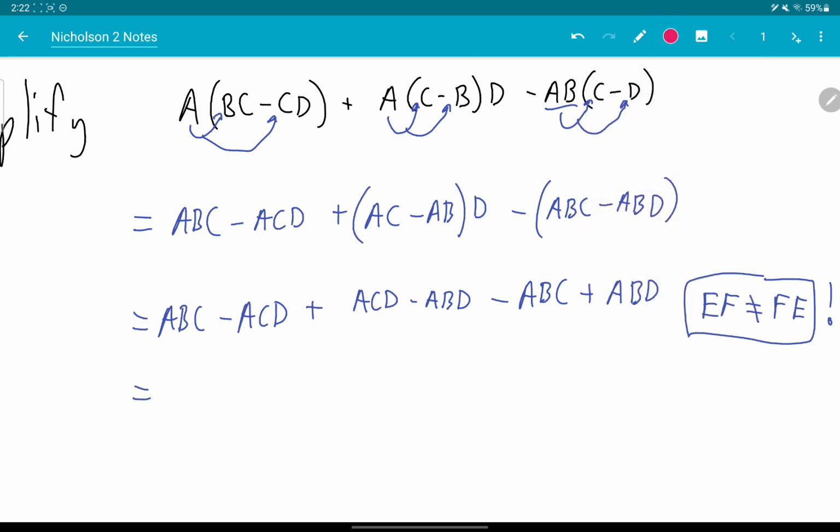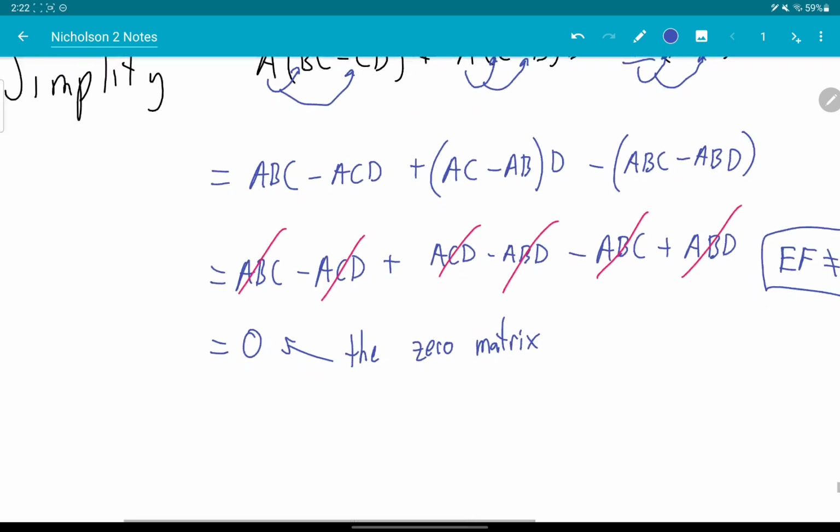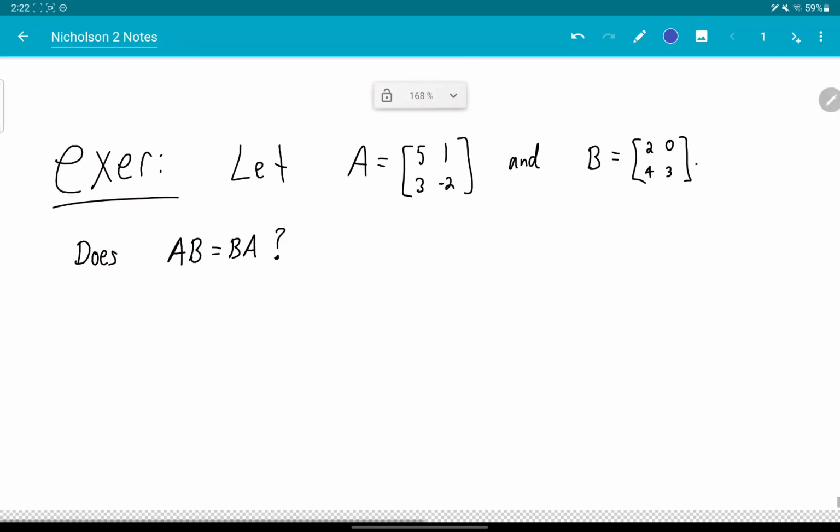And thankfully, I believe everything is canceling here. Hello, goodbye. Hello, goodbye. Hello, goodbye. So we get 0. So when you write the 0 here, and when you write the 0 in a matrix equation, it is understood that this is not the number 0, but the 0 matrix of the appropriate size. All right.